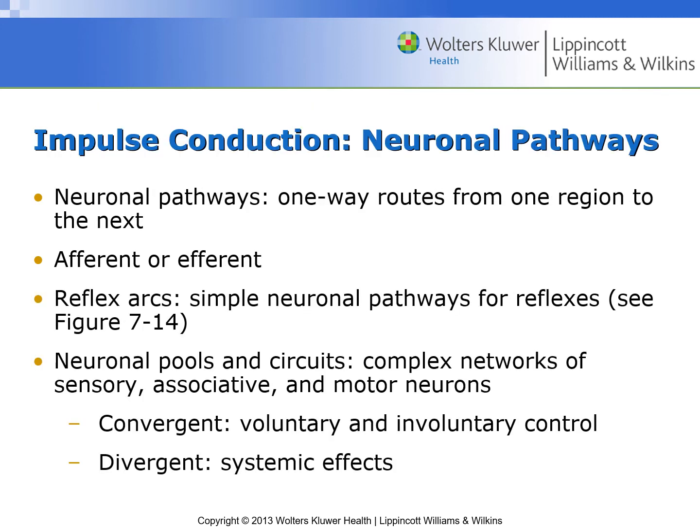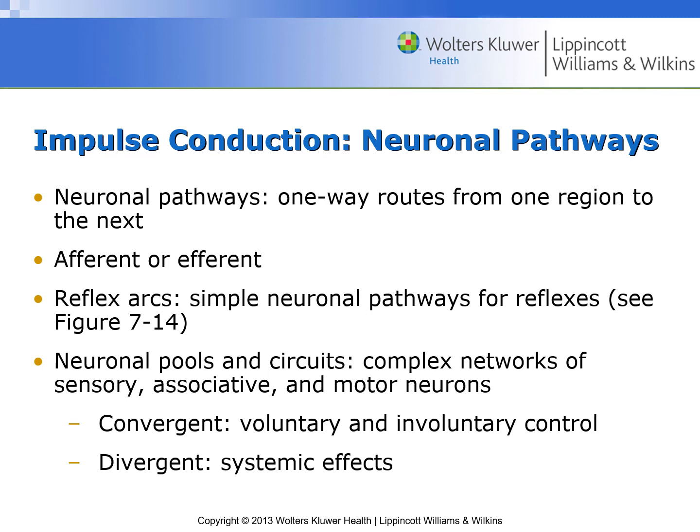Now let's consider the neuronal pathways in impulse conduction. The neuronal pathways are one-way routes from one region to the next. Afferent neuronal pathways are sensory pathways that carry information to the brain. Efferent pathways are motor pathways that carry information away from the brain to the motor area. A reflex arc is a simple neuronal pathway for reflexes.